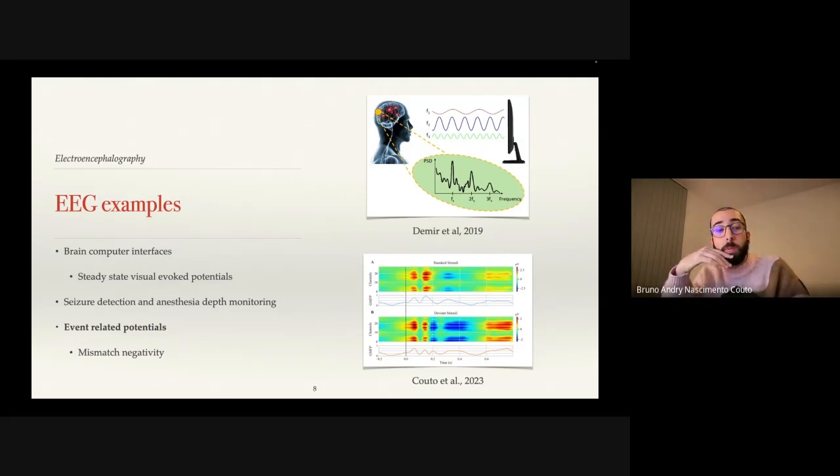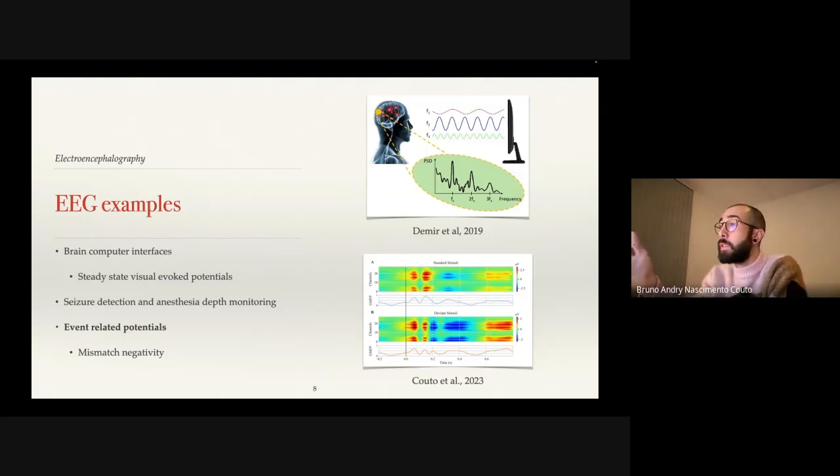In the hospitals, it's used for seizure detection when you have a patient that needs to be monitored. And also, very importantly, the bispectral index is one of the tools that they use to assess depth of anesthesia. So you can monitor patients under anesthesia. And it's also EEG based. But I would like to give a little bit more attention to the event-related potentials. At this time, I have an example here, the mismatch negativity, which is the type of evoked potential you have when you are presented with a stimulus that is unexpected.